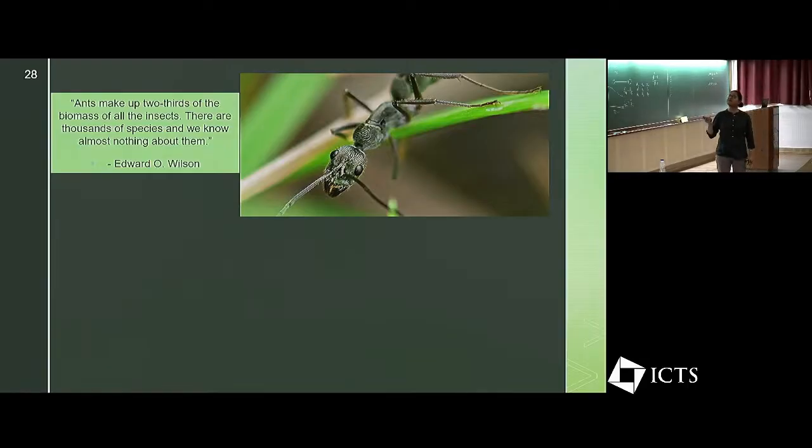There are thousands of species. They make up two-thirds of the biomass of all insects on our earth, right? Nobody hardly ever studies them. A person who studied them for 60 years said this about them.